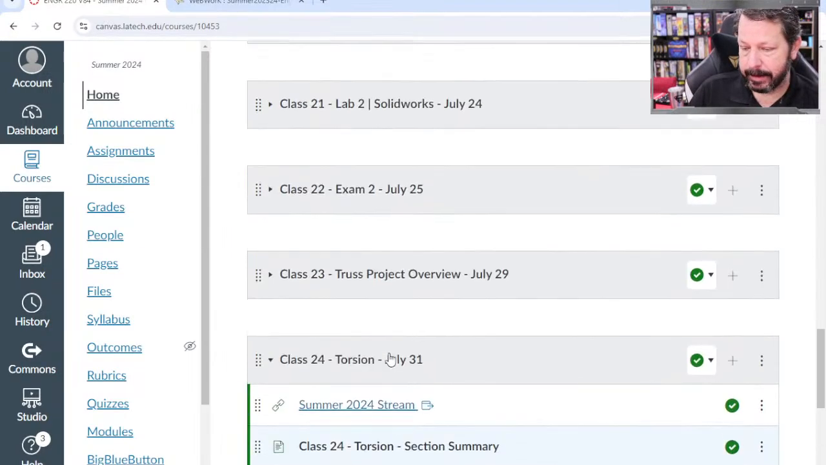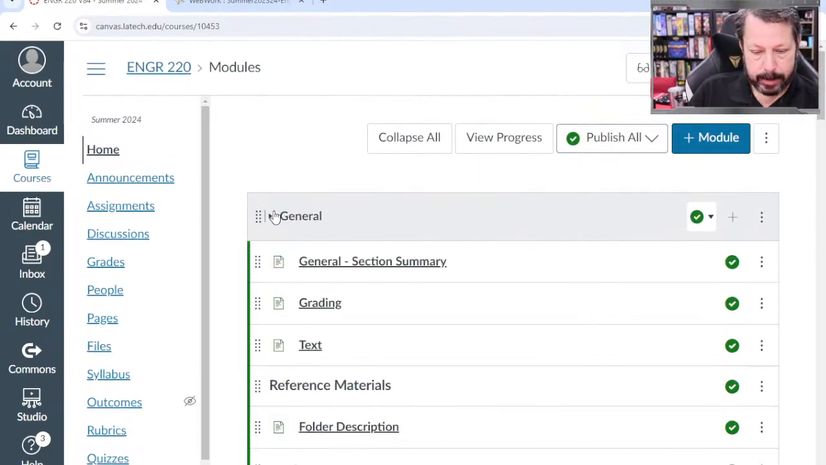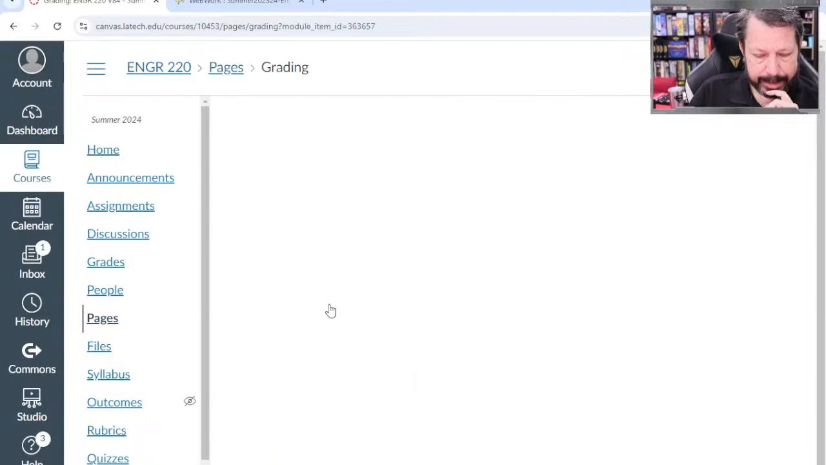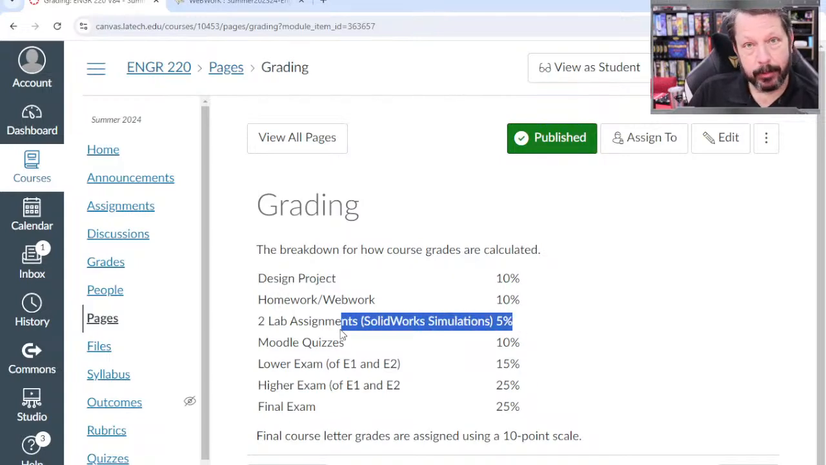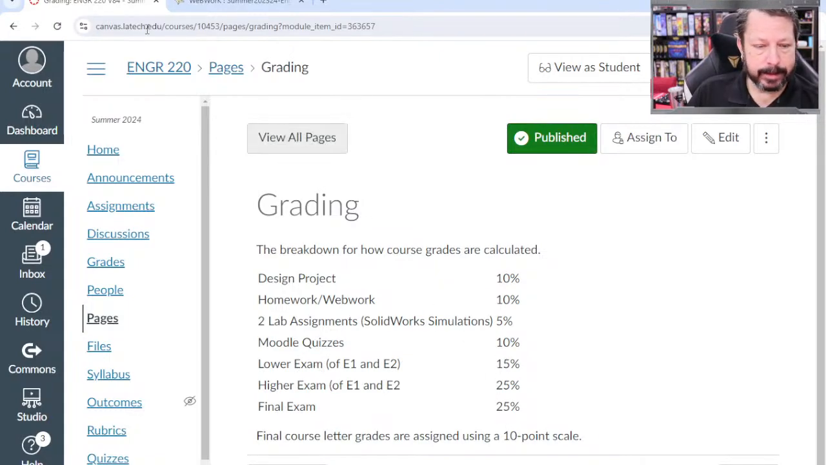What percentage did we make that? We made that 10%, so it's a letter grade. The design project is 10%, that is the truss project simulation group project. Your homework is web work. We've got those two labs, lab 1 and lab 2, which were SolidWorks simulations, 2.5 points each. Moodle quizzes, there were 5 of those. We haven't done the 5th one yet, but they're 2% each. And then the exams. We're getting really close to being done.